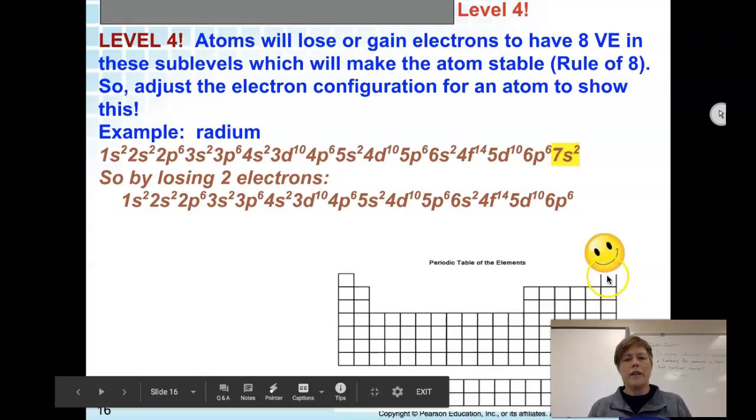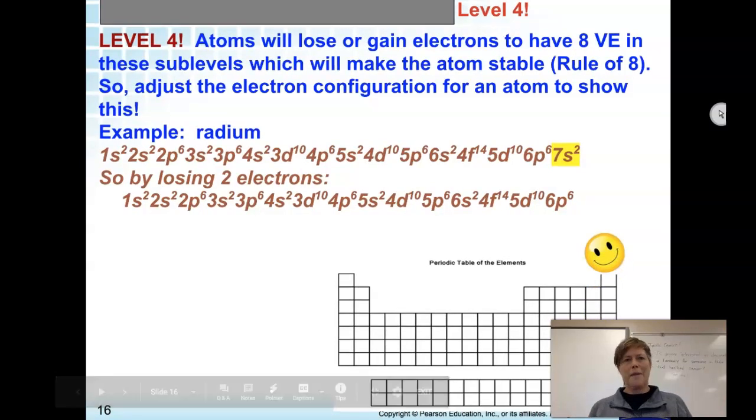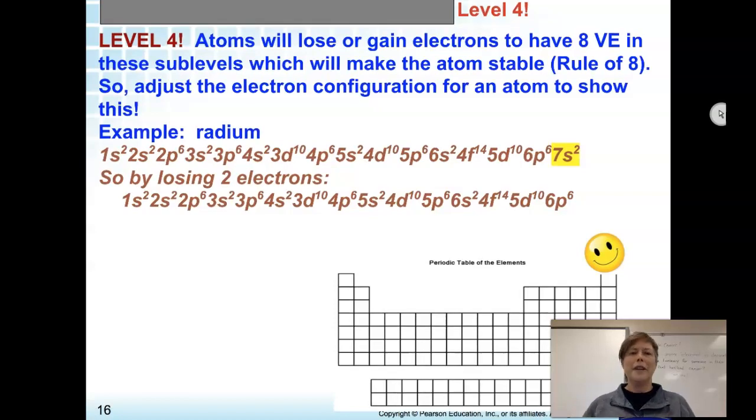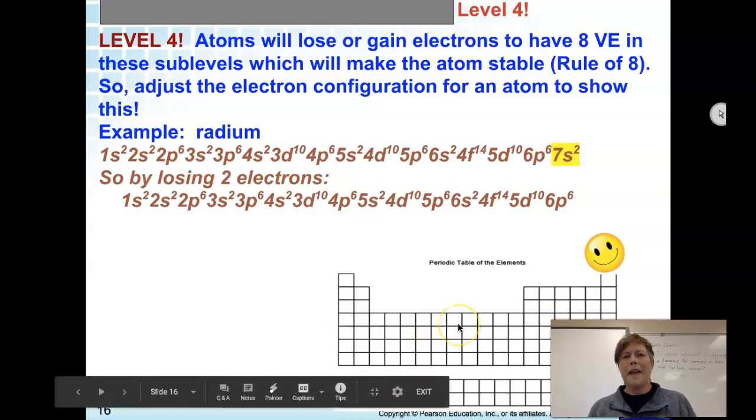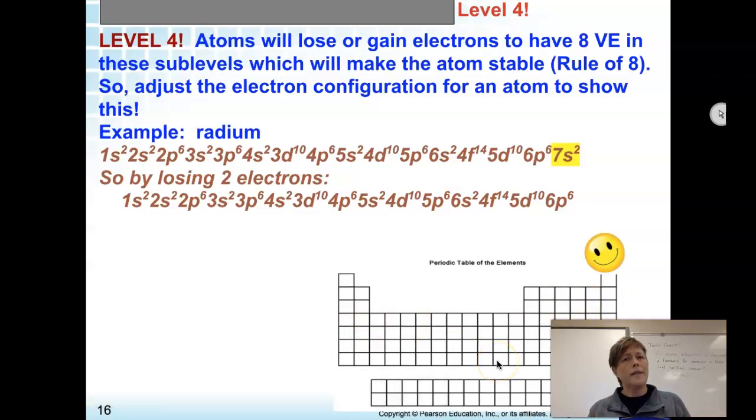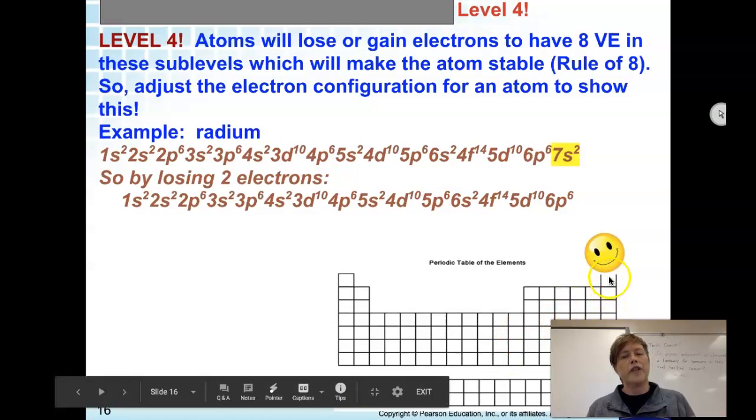I just have to interject that all of these elements right here, because they're stable, everything's happy for them. They're good, they're stable. They really aren't that reactive because of this. So when you look at the rest of the periodic table, I like to think of them as wannabes. These are the cool guys. They're chill, they're stable. Everything else are wannabes in that they're going to lose or gain in order to obtain an electron configuration that is just like these guys.